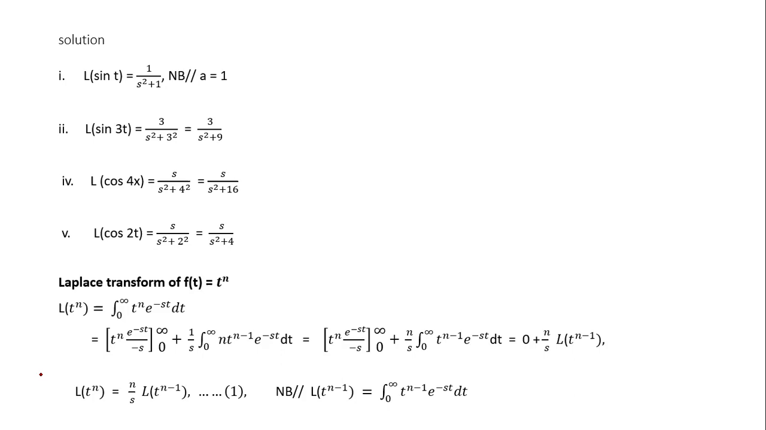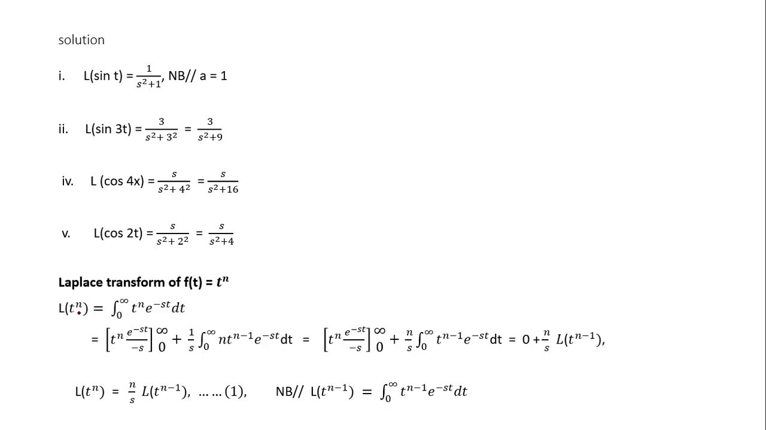Now, as we are moving ahead, we are going to the Laplace transform of f of t equal to t power n. We have already looked at the one of f of t equal to t. It means that in that one, the n was 1. And we got that one to be 1 over s squared. So let's see what we're going to get for t power n.